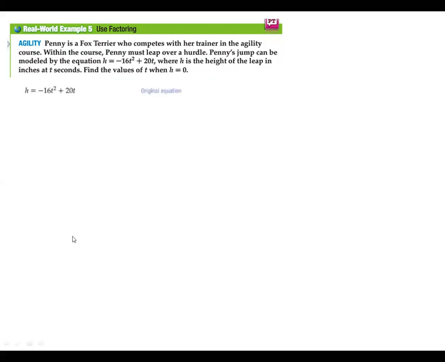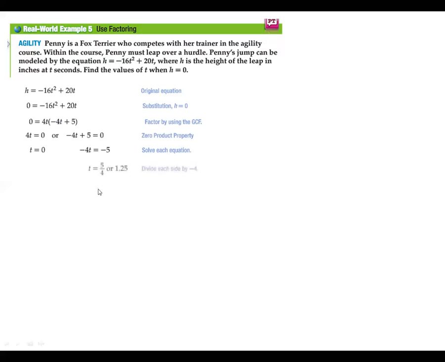So I have my original equation. It says substitute h equals 0, so set equal to 0. Notice the right-hand side, I can factor out a 4 and a t. So I set 4t equal to 0 and negative 4t plus 5 equals 0. So divide by 4 here, you get t equals 0. Subtract 5, then divide by 4, and I get 5/4 or 1.25. So Penny's height is 0 inches at 0 seconds and 1.25 seconds into the jump.